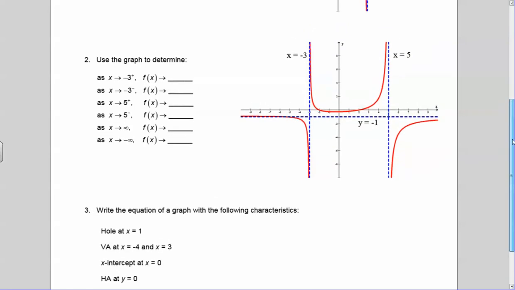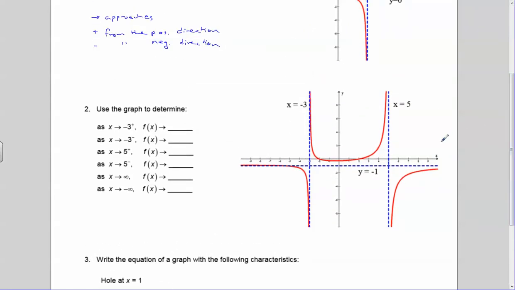Number 2, I want you to go ahead and work out by yourself using what we learned in number 1. Don't be confused by the existence of 2 vertical asymptotes. All you're going to do is use the appropriate asymptote depending on the question. So as x approaches negative 3 from the positive direction, we are using the asymptote x equals negative 3. When we get down to x approaching 5 from the positive and negative directions, we will look at the vertical asymptote x equals 5. So go ahead and do those.